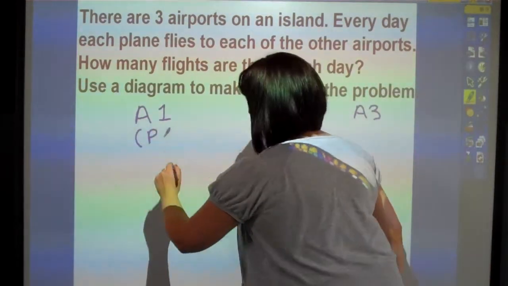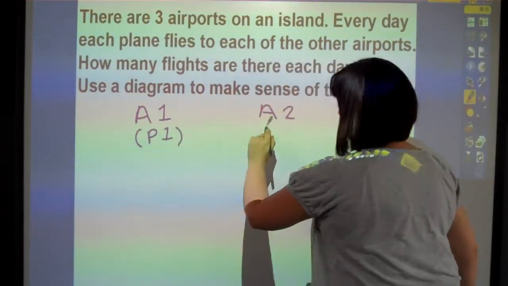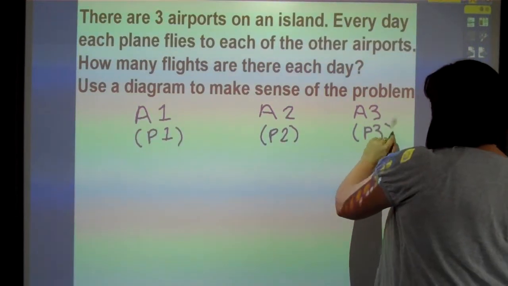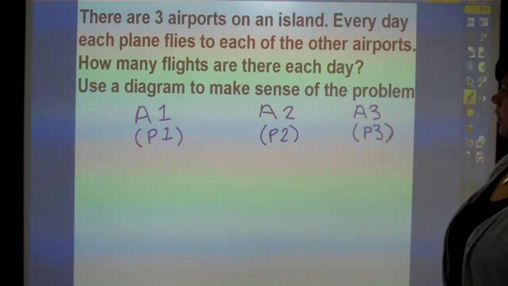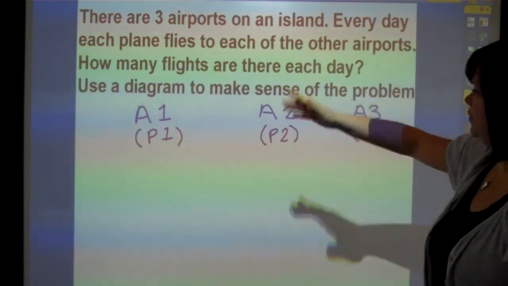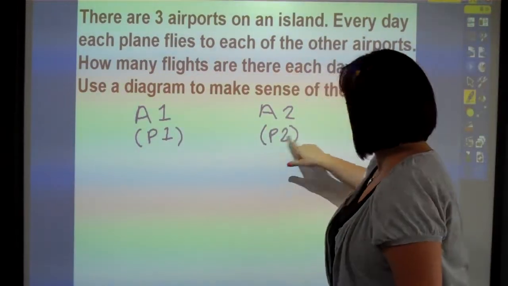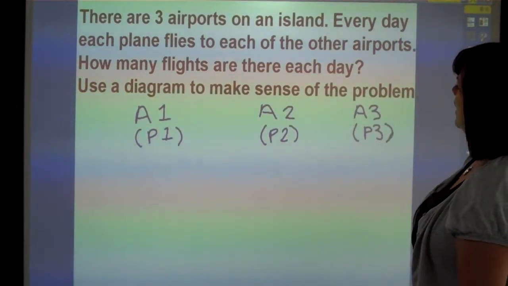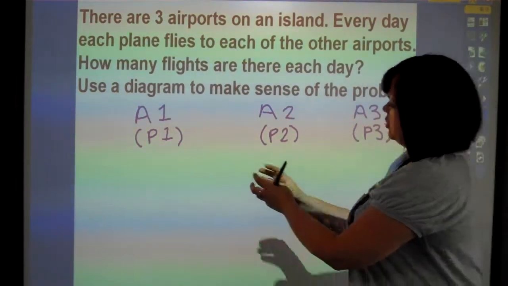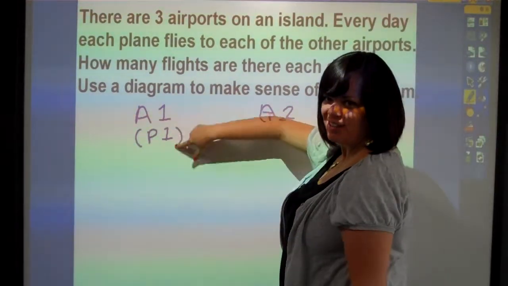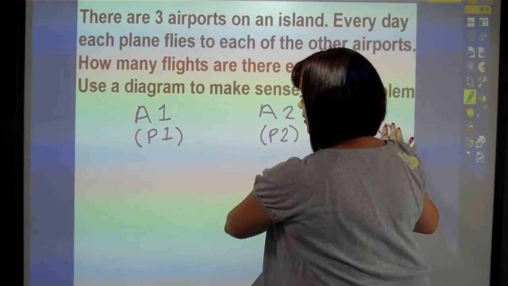I'm going to call it P. Plane 1, plane 2, plane 3. Okay, that's the information I've got from that question so far. There are 3 airports on an island, every day each plane from the airport. So they've got a plane in each airport. It then says, each plane flies to the other airports, because it can't fly to its own, it's already in its own, but it can fly to its other 2.